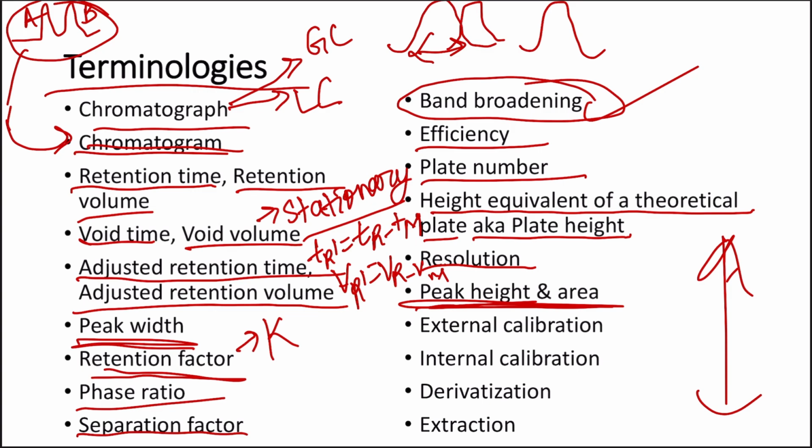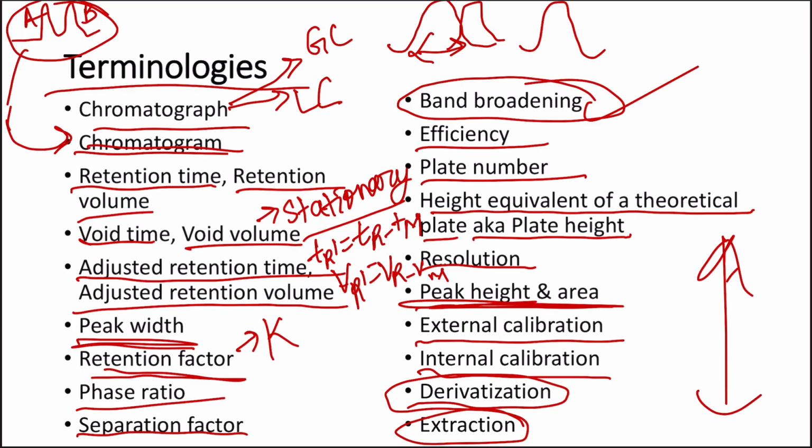So we have discussed the external calibration. We have also discussed the internal calibration. Now coming to the next two terms, that is derivatization and extraction. So derivatization is nothing but changing the quality of the stationary phase or the mobile phase.